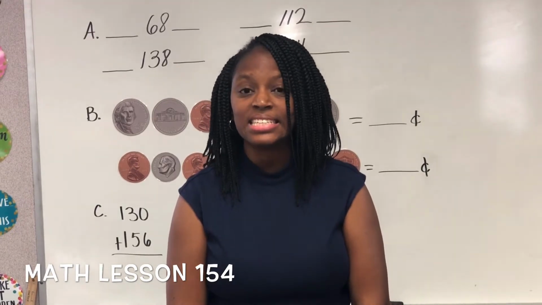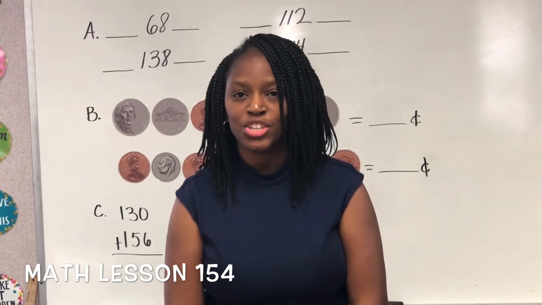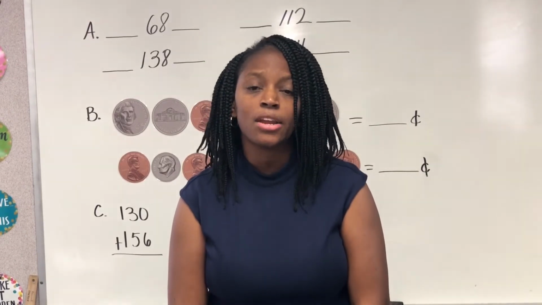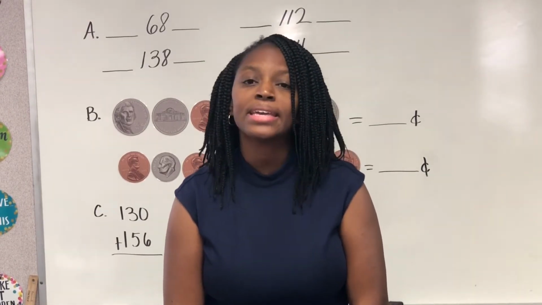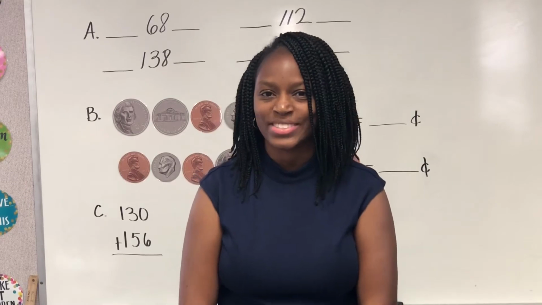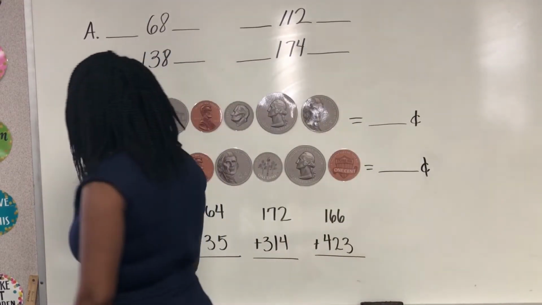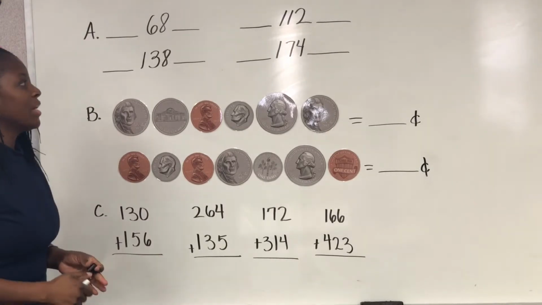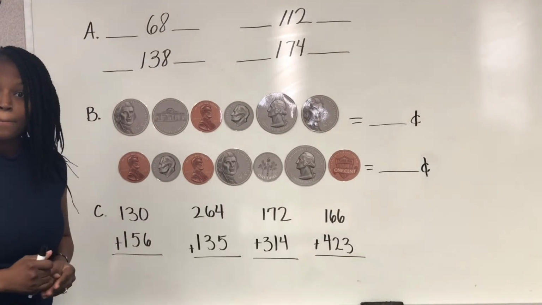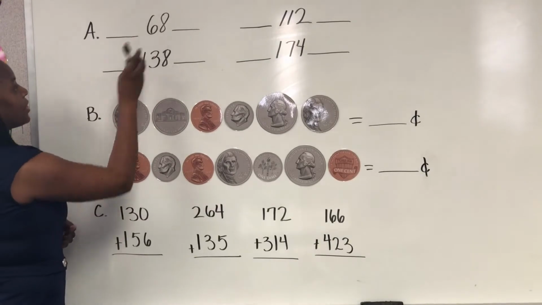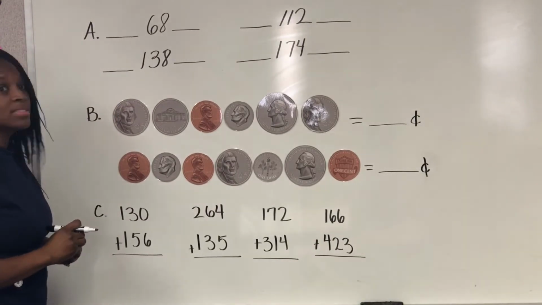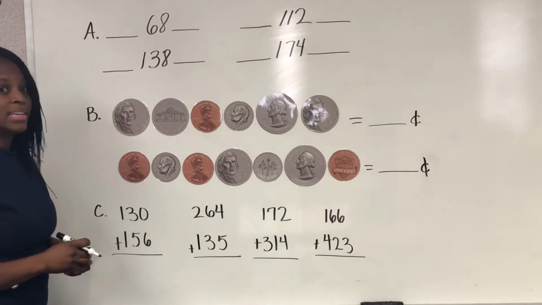Today is lesson number 154. All right, boys and girls, let's take a look at our board as we review counting by twos. Take a look at section A. We are going to write the before and after number by twos. The number is 68. What number comes before 68 by twos?